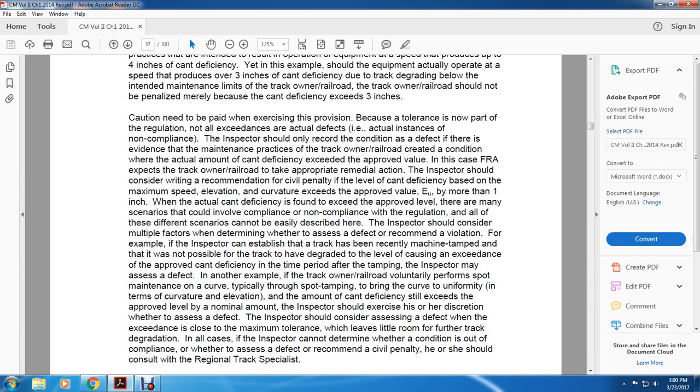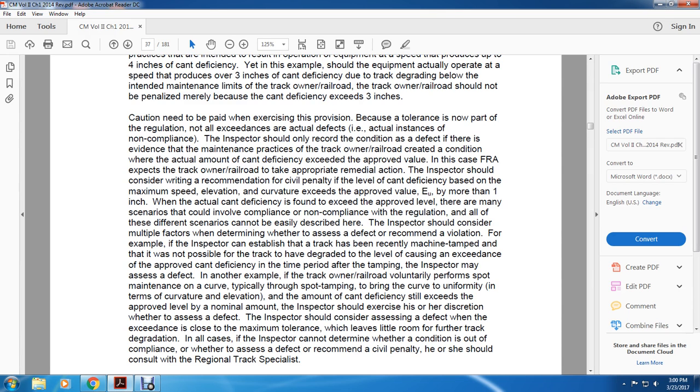The inspector need not pay attention to exercise provisions because the tolerance is no part of the regulation, not exceeding for the actual defects. For an actual instance of non-compliance, the inspection should only record the condition of the defect. There is a benefit in the maintenance practice for the track owner railroad that created the condition. The actual amount of the cant deficiency exceeded the approved value. In the case of the apparatus, the track owner railroad takes appropriate remedial action.